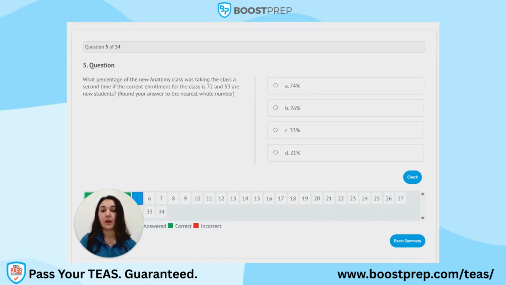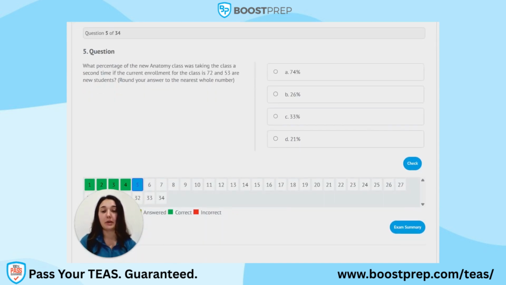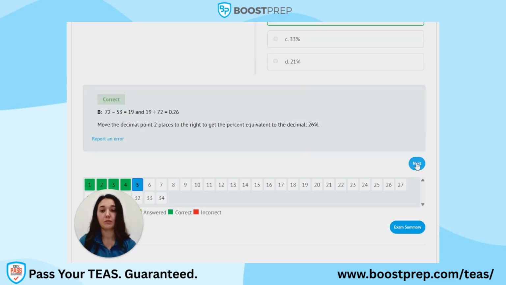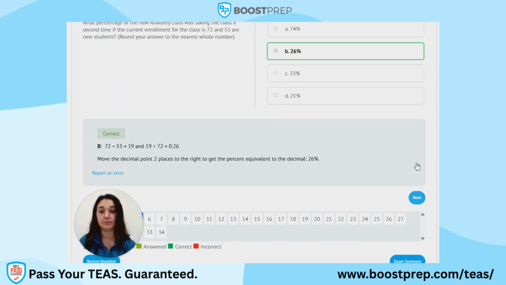Question 5. What percentage of the new anatomy class was taking the class a second time if the current enrollment for the class is 72 and 53 are new students? Round your answer to the nearest whole number. A, 74%, B, 26%, C, 33%, D, 21%. Correct answer is B, 26%.